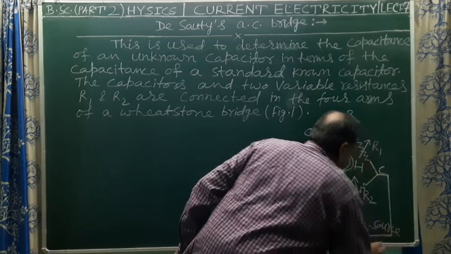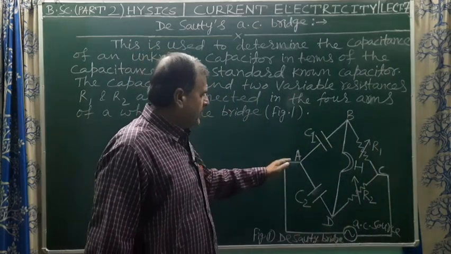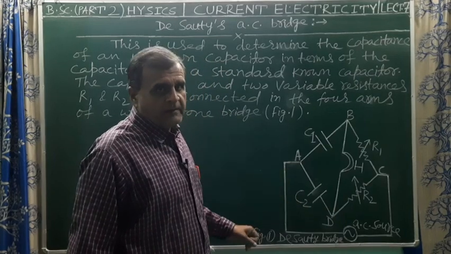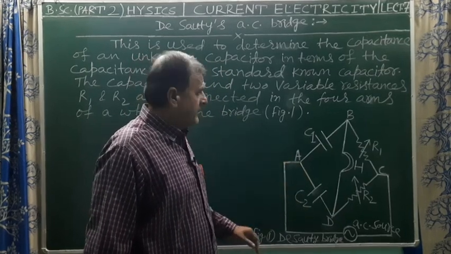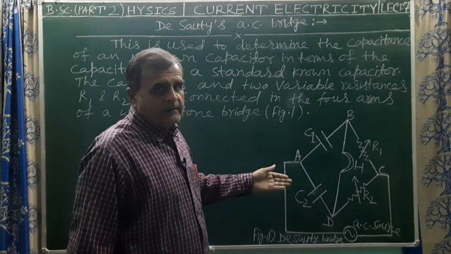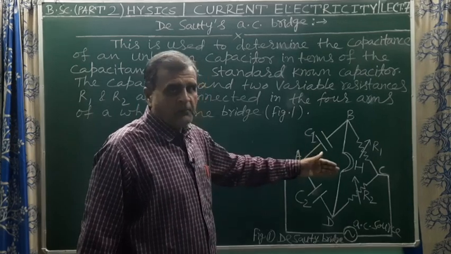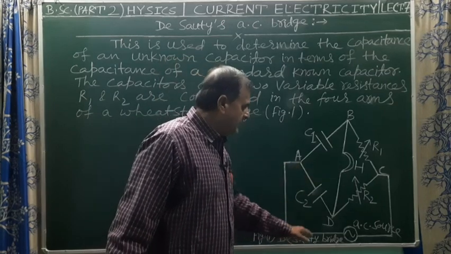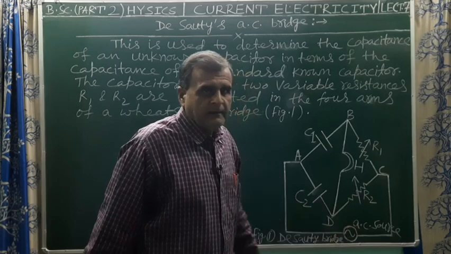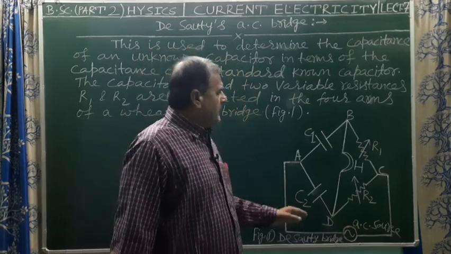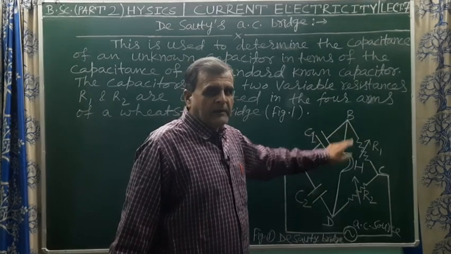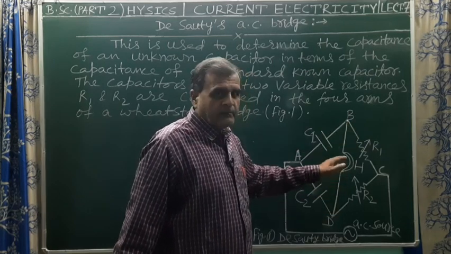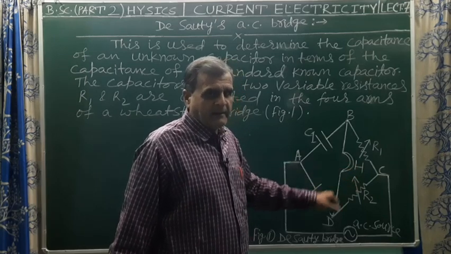So between two junctions or two points A and C of the Sauty bridge, or a Wheatstone bridge, because the arrangement of the Sauty bridge is similar to a Wheatstone bridge, an AC source is connected, while between diagonally opposite junctions B and D, a headphone, capital H, is connected.